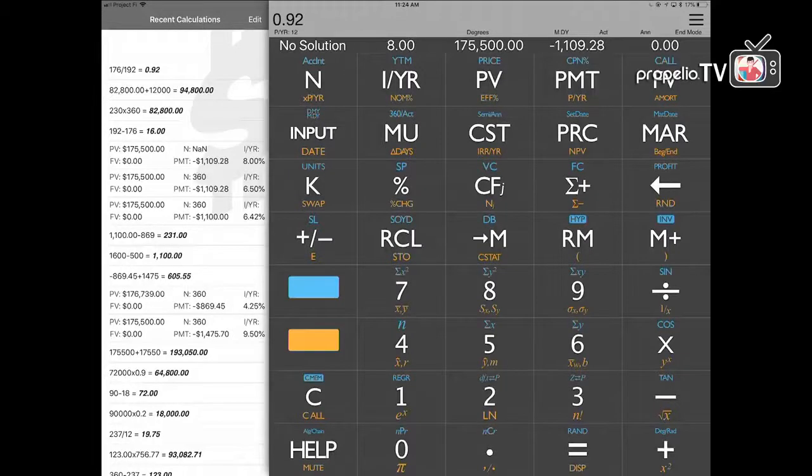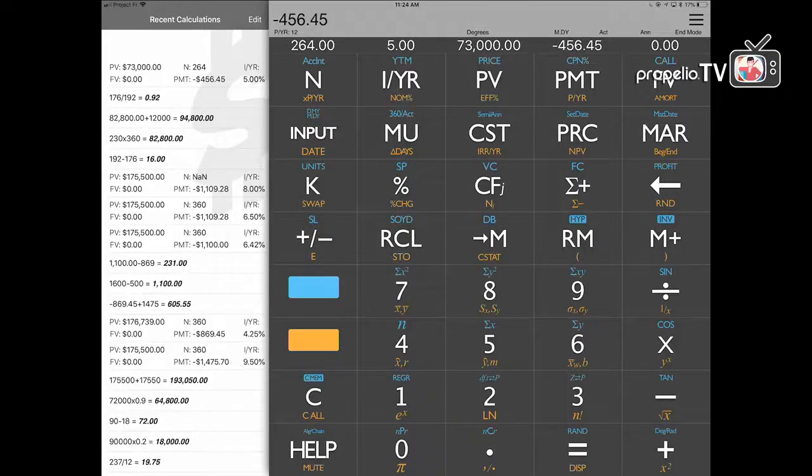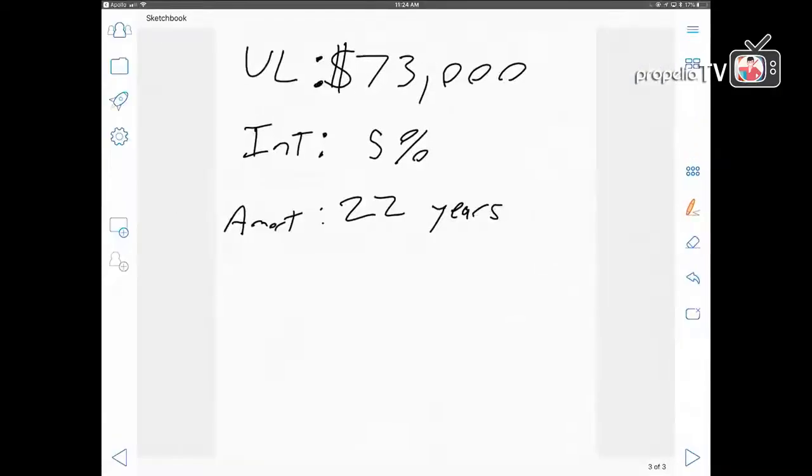But for now, we're going to put that loan in. We know that we've got 22 years left on it, it is at 5%, and it had $73,000 left on the mortgage. So their payment is $456.45. Okay, so I'm going to put payment.